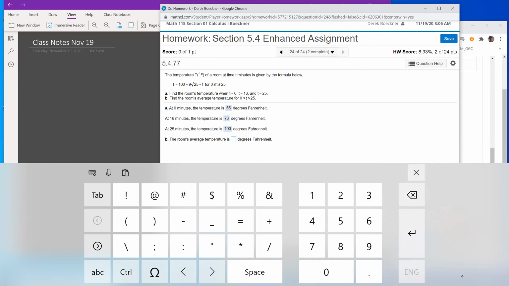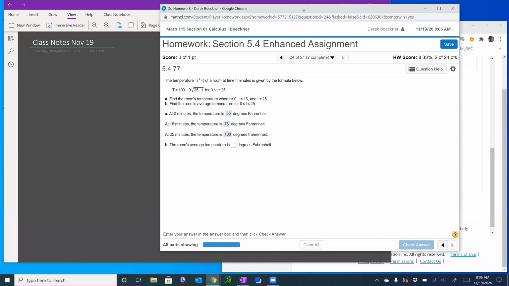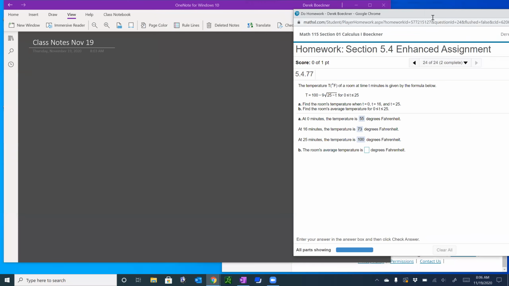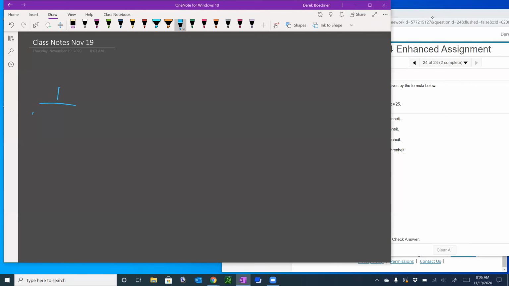Now I have to find the room's average temperature, which is actually the hard part of this problem, right? So what I want to do is compute 1 over 25 minus 0, because that's where the end and the start are for the domain, 0 to 25. The integral of 100 minus 9 square roots of 25 minus t dt.